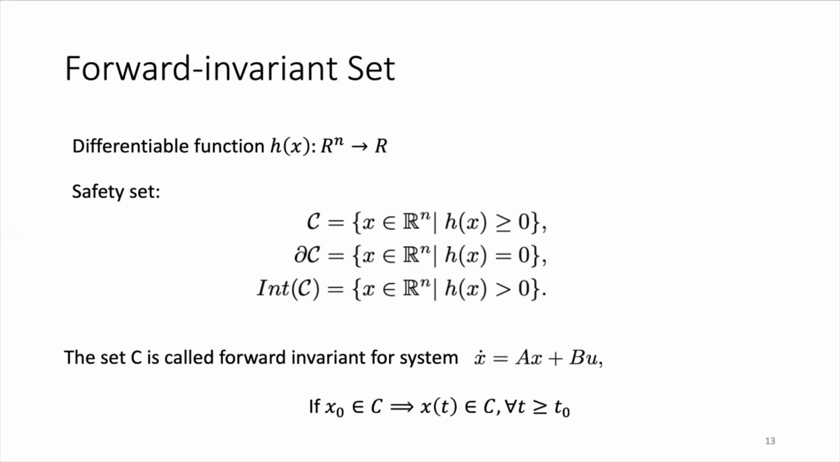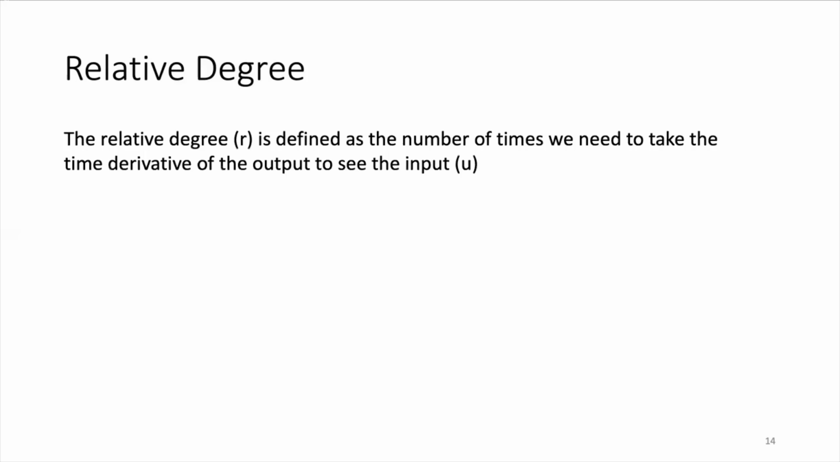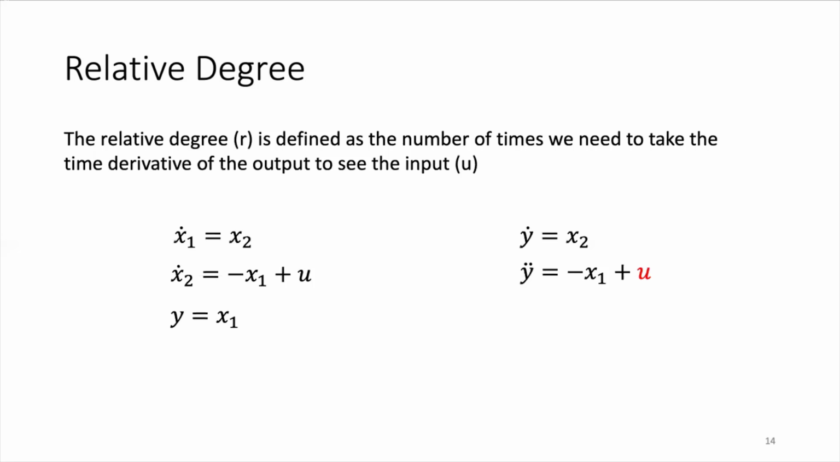Set C is called forward invariant if we start from a point in the set, we remain in the set for all t. The relative degree is defined as the number of times we need to take the time derivative of the output to see the input. In this example, we have x1 dot equal to x2, x2 dot equal to minus x1 plus u, and the output is equal to x1. If we take the first derivative of the output, it would be x2, and the second derivative of the output is in terms of the controller. So the relative degree of this example is equal to 2.